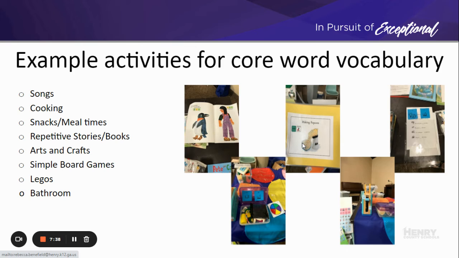Going to the bathroom, pants down. Down is a core word. Pants is a fringe word. Pants up, okay? So you might verbally say pants up, but then point to up on the core board so that they understand, oh, up, we're going to pull them up. Sit down. Down is a core word. So again, there are different ways you can incorporate this core word vocabulary into your everyday.